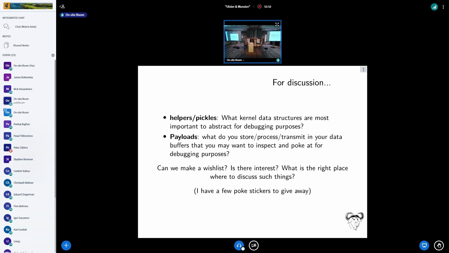Mm-hmm. In terms of what kernel data structures are the most important for debugging purposes, being able to print dmesg, like what are the contents of the printk buffer at any point in time, because, you know, the machine's not coming up. Mm-hmm. Has there been anything written to the logs is the first thing I want to know. Yeah. Otherwise, have we not even gotten to that point kind of thing?